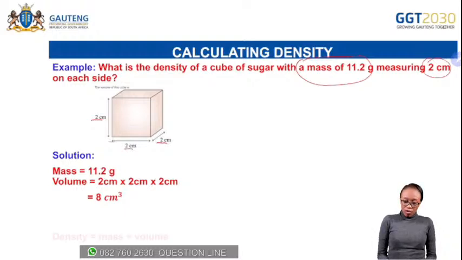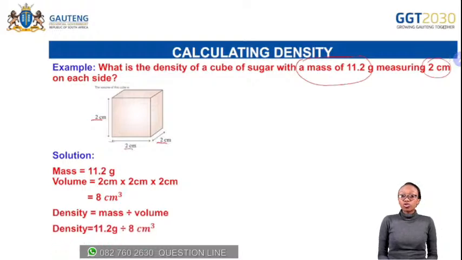Let's calculate our density. Remember, mass over volume, or mass divided by volume. So we say 11.2 grams divided by 8 centimeters cubed to give us 1.4 grams per centimeter cubed. Okay, I'm going to give you a minute to copy down this example before we move on to the next slide.